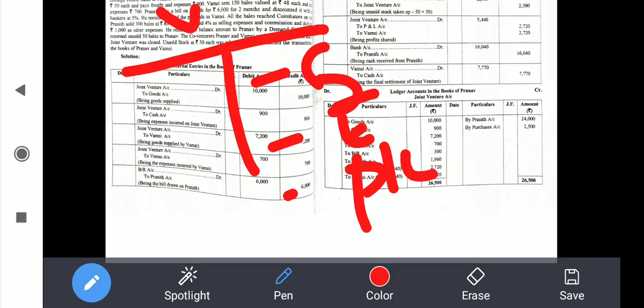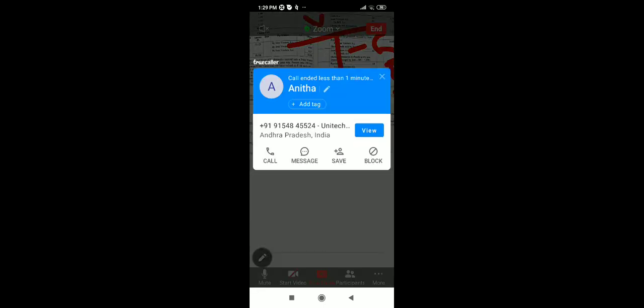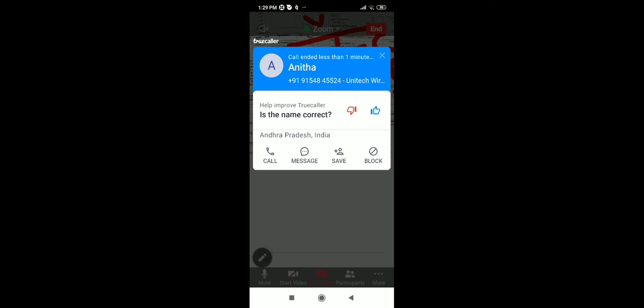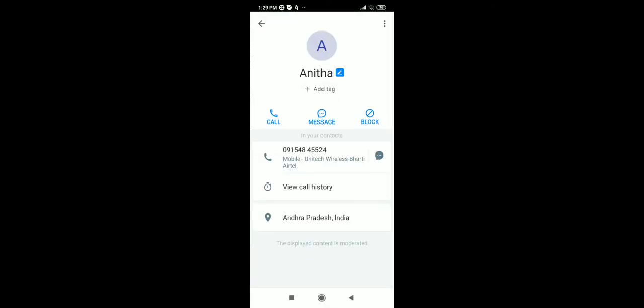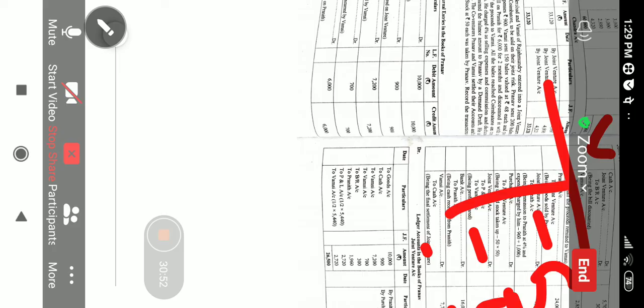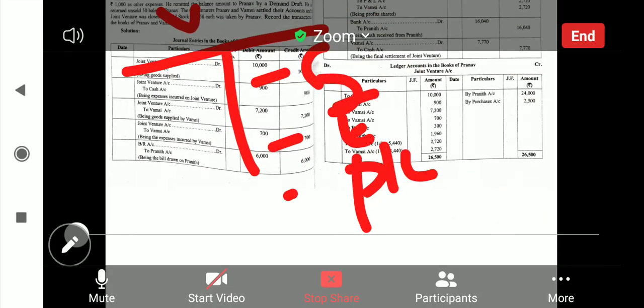But going to the debit side, you have to take the cash amount we received. How much cash amount did we receive? 2,850. 2,850 amount we received, so that is the debit side amount. And one more amount is the difference amount, 7,770. That is being the final settlement of joint venture.